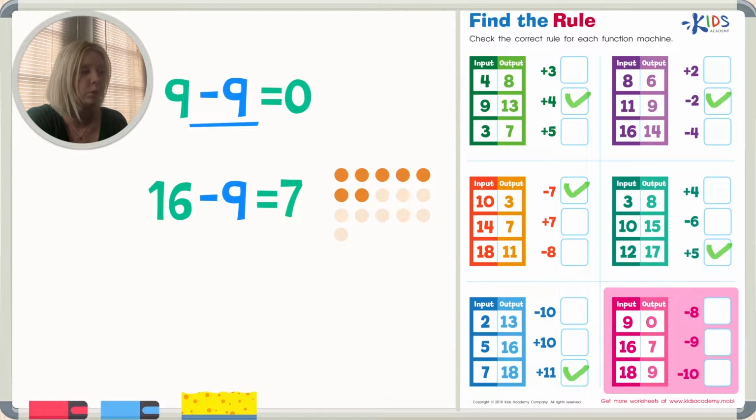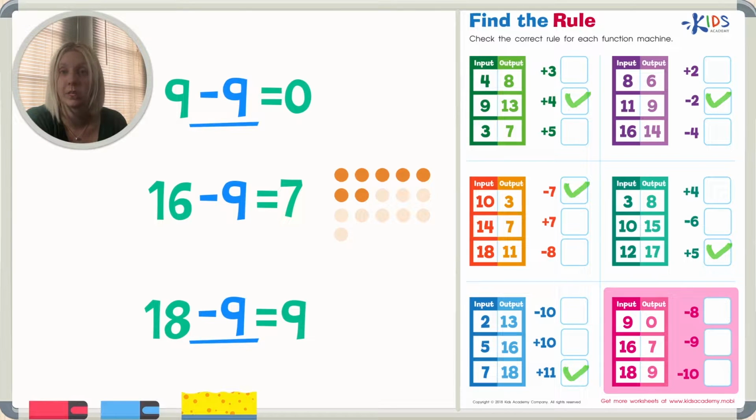If we want to check one more just to be sure, we've got 18 minus 9 equals, and it says it's 9. And actually, I know that one's right because I know my doubles. 9 plus 9 equals 18. So if I take 18 and subtract 9, it's going to equal 9.